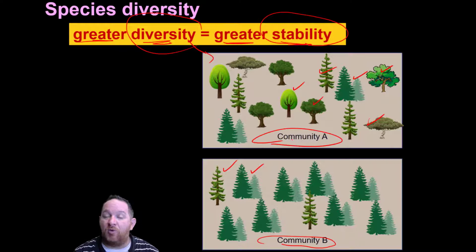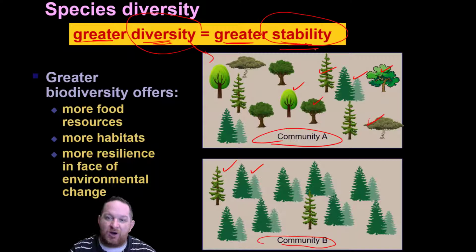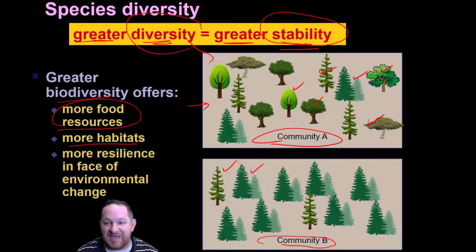So why do we care about this? Well, greater biodiversity offers, one, more food resources. If different species are there, they will be competing perhaps for different resources. That also means there are more habitats. If you have particular animals, let's say, living in this community, there's diversity in habitats that they can occupy. And then they're also more resilient in the face of an environmental change.